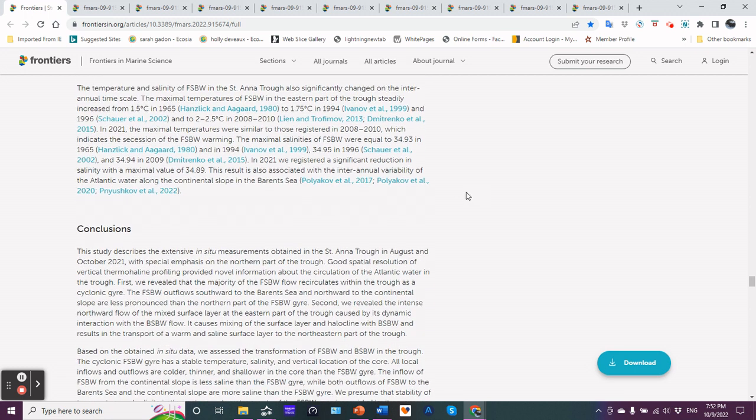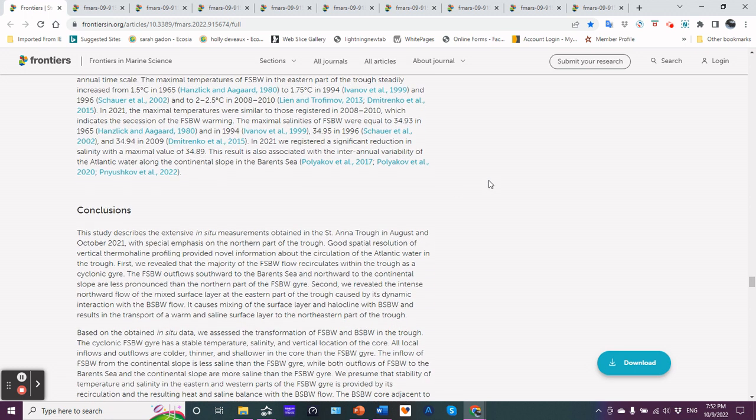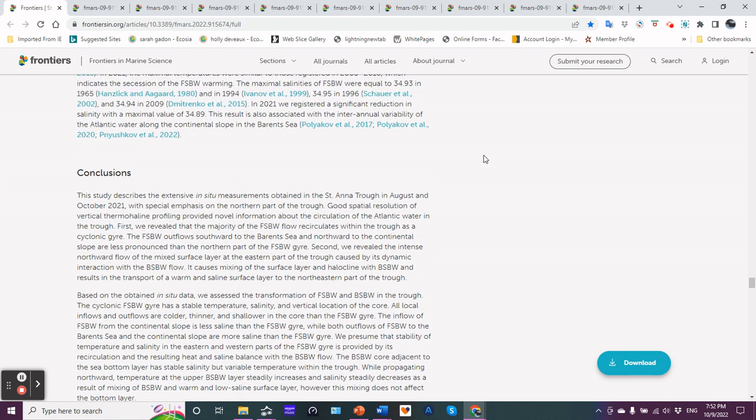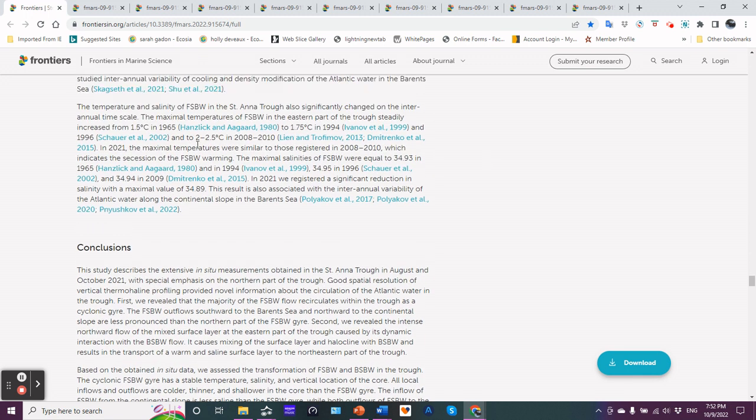And then they go on to discuss some changes in salinity. That is very telling right there. Again, a couple of citations of Igor's 2017 2020 paper. So, what did they say about the maximal salinities? They were equal to 34.93 in '65 and '94, 34.95 in '96, 34.94 in '09. So it's kind of in the same ballpark. But then in 2021, we registered a significant reduction in salinity with a maximal value of 34.89.